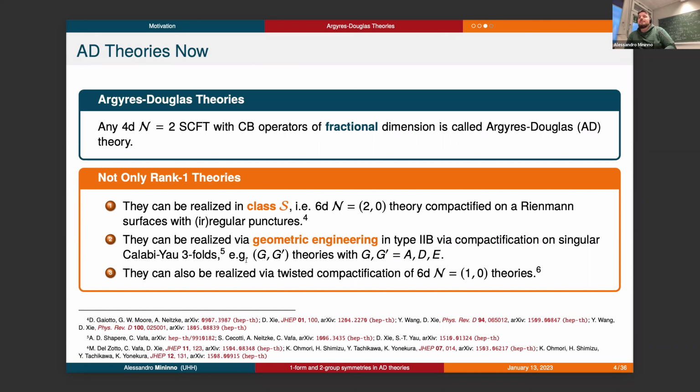For instance, class S theories, or via geometric engineering, or other kinds of compactification of other theories. My approach will be focused more on geometric engineering as a type IIB compactification on singular Calabi-Yau threefolds. And the usual example is what I will call the (G, G') theory.